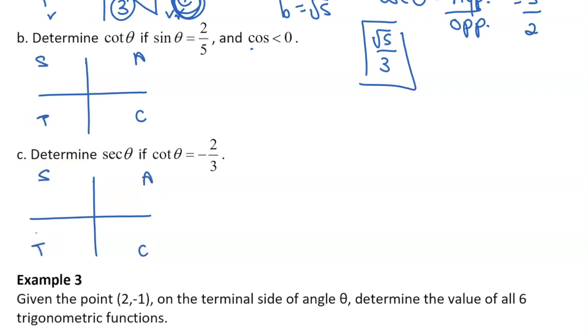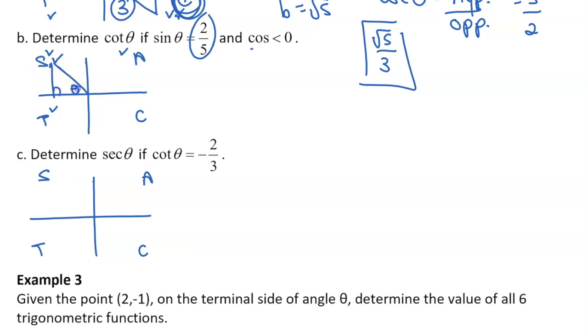Okay, example B, sine is positive. In fact, it's 2/5, so it's either in quadrant 1 or 2. And cosine is negative. It's less than 0. So if it's negative, it's either in the S or the T quadrant. So for sure, we're going to be in quadrant 2.